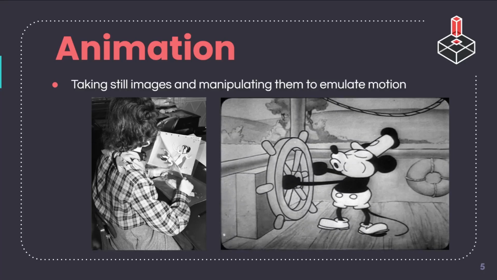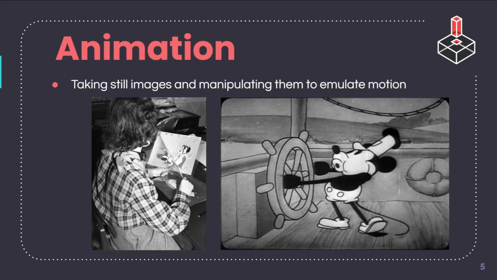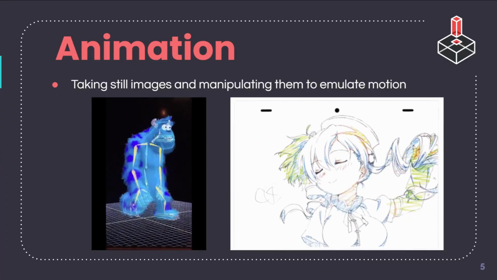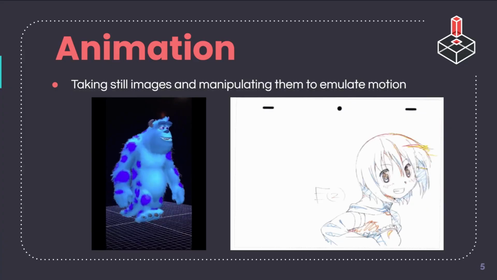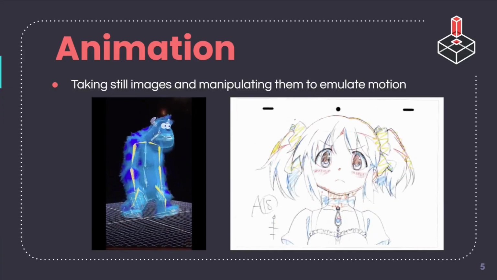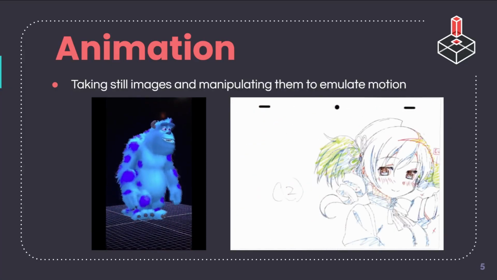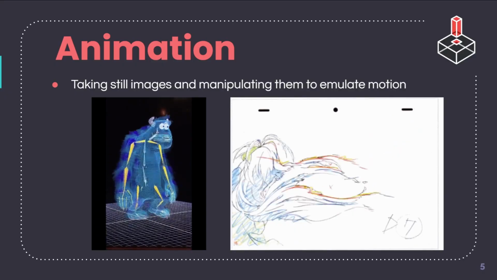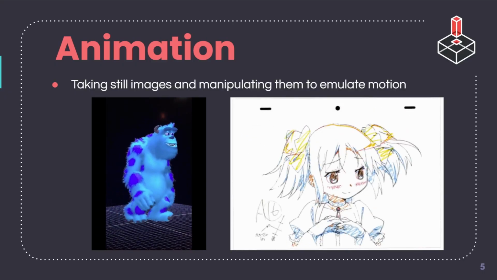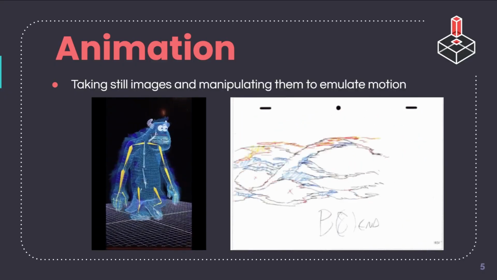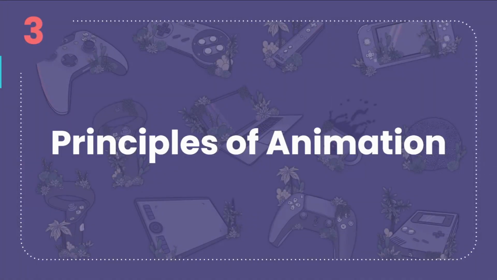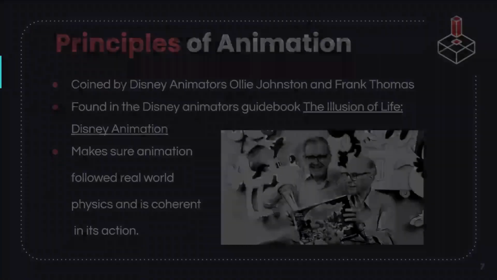Fast forward, we got the invention of the computer, and now we've got 2D and 3D animation that is computer generated and animated. So the physical cells are instead now digitized, and programs have eased the workload of the traditional animation process. Now we're going to talk about the 12 principles of animation.